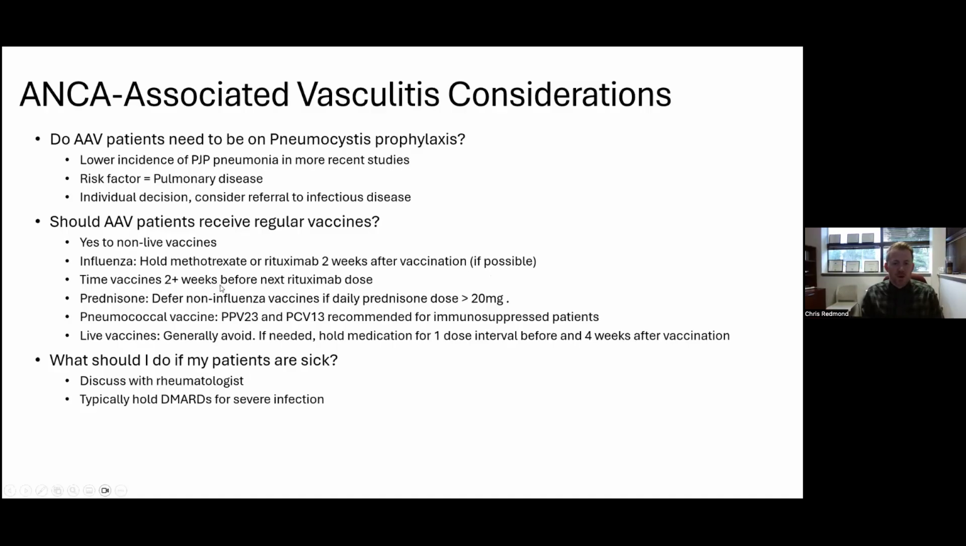Now, ideally, you wouldn't hold the rituximab. Because it's only given every 6 months, you would just give the vaccine at least 2 weeks before your next rituximab dose. You can consider deferring non-live influenza vaccines if they're on a high dose of prednisone, just because it will be less efficacious. They should receive pneumococcal vaccines. Live vaccines, again, in patients who are chronically immunosuppressed, generally avoid.